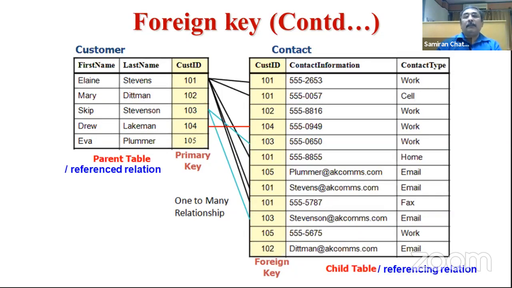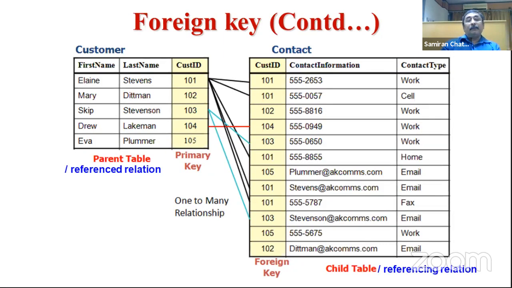Those types are written in the third column. Now, the customer ID in the contact table must match some customer ID in the customer table. That has to happen. For example, if I say customer 101 has a contact 555-2653 as a home or work phone number maybe, then we must have a customer called customer 101 with some first name and last name. So this is the constraint.